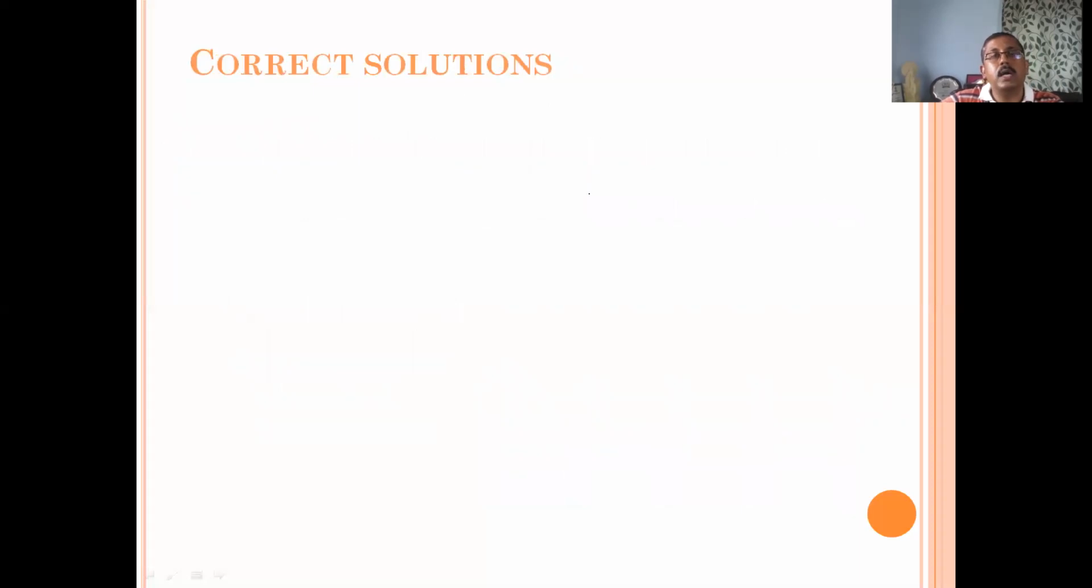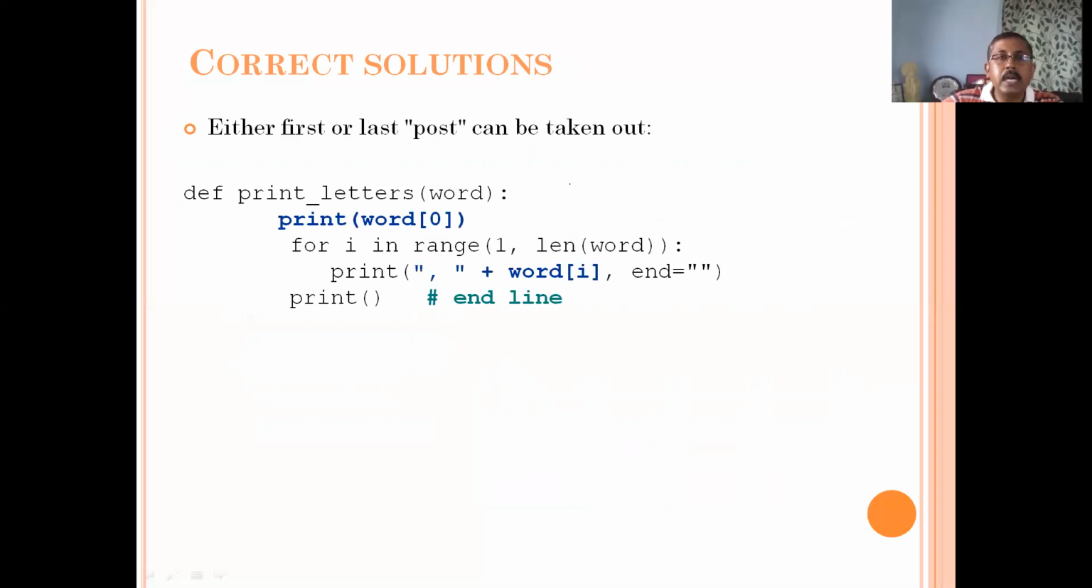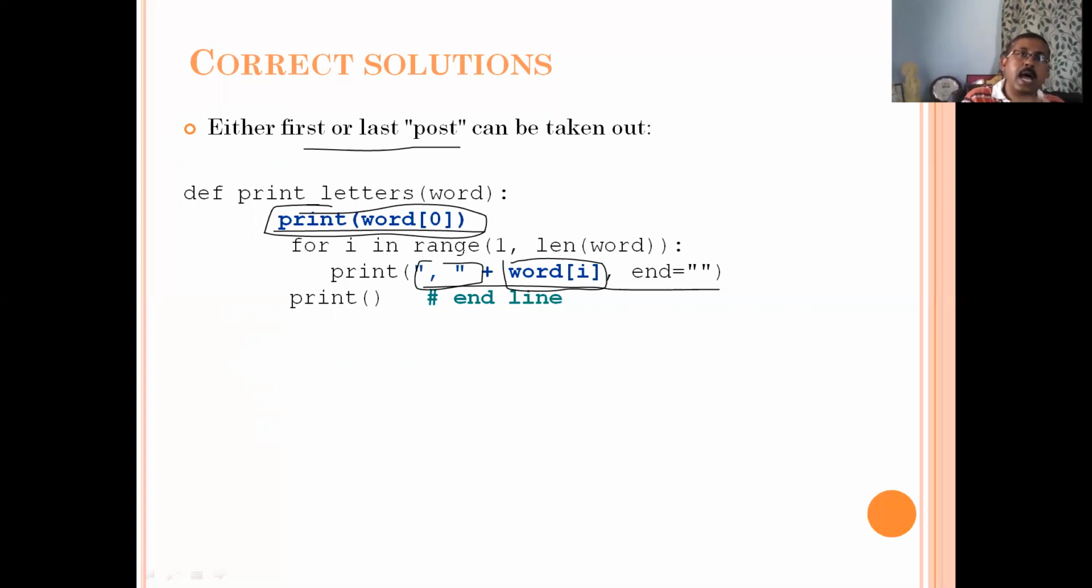Now, how to solve the problem in the right way? What we can do is either the first or the last post can be taken out in the fence post solution. Same way, here we do the entire set of word printing. When we use the for loop, we put the comma first and then the word, but the word starts from the second word, not from the first. The first word is printed before the for loop. So I start with the first word and then put in one comma, one word, one comma, one word, one comma, one word. I am perfectly fine. That is one approach.